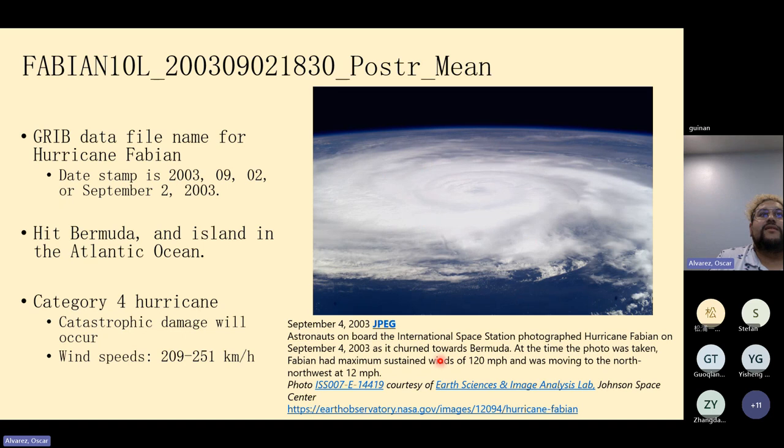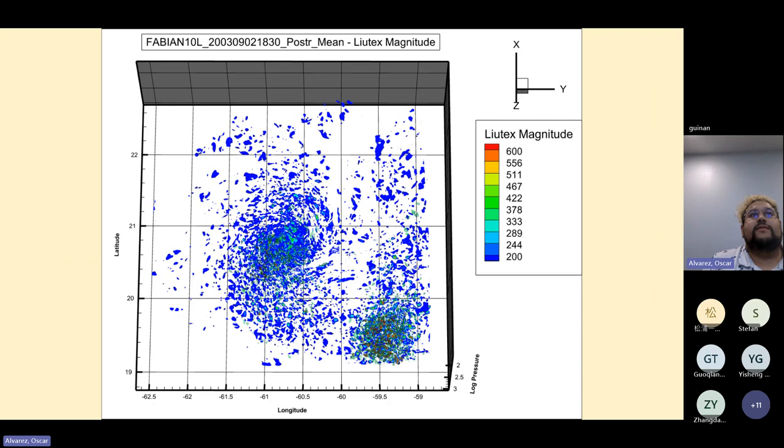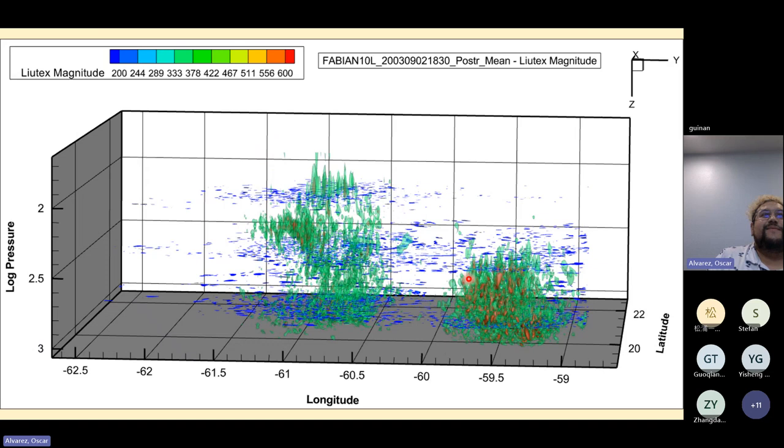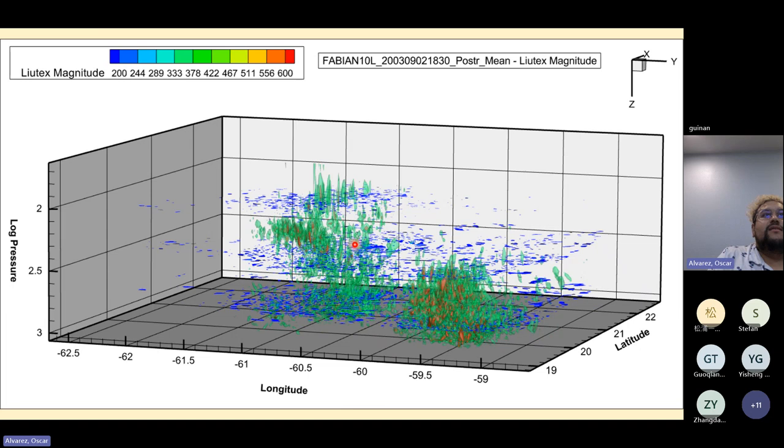Here's a figure that I generated using Liutex magnitude. We can see that here's the hurricane. Here's another part of the hurricane. Here's another visual representation of the hurricane. You have very high strength rotation right here, and we can see the relative strength fading away. Here's another picture. I think that's all I have.